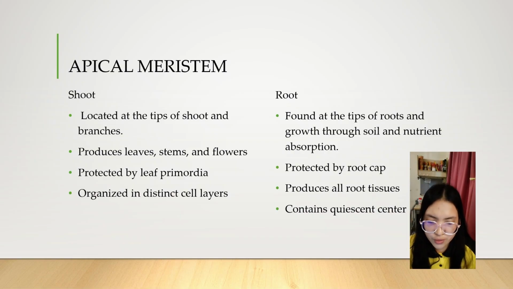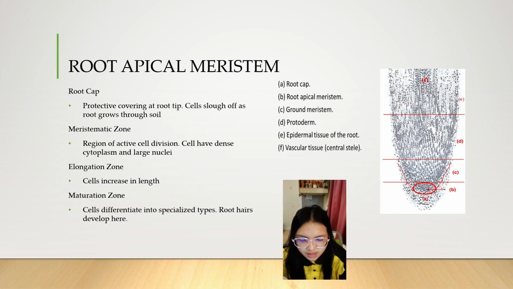The root is found at the tip of roots and grows through soil and nutrient absorption. It is also protected by root caps, produces root tissue, and contains quiescent centers. We explain about root cap, meristematic zone, elongation zone, and maturation zone of root apical meristem.